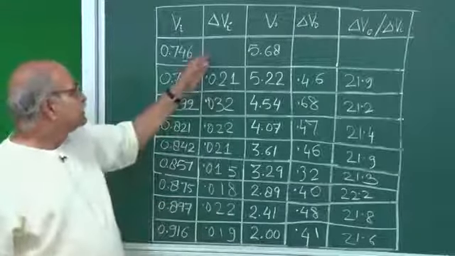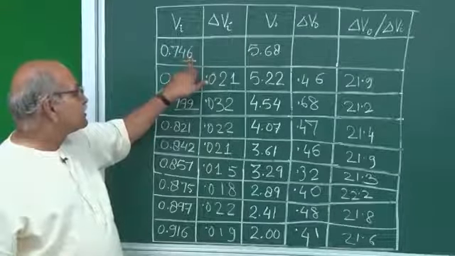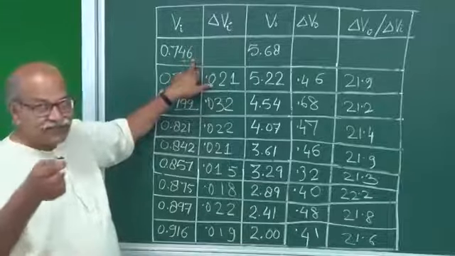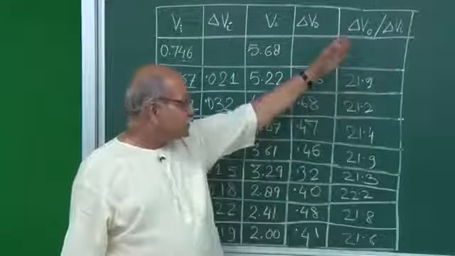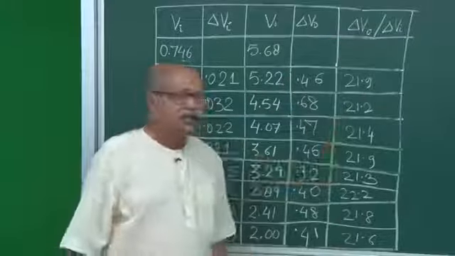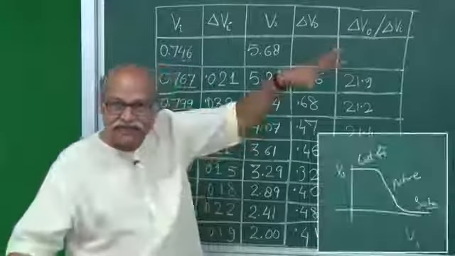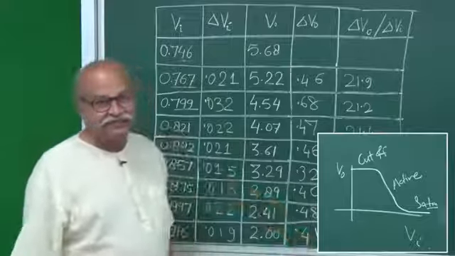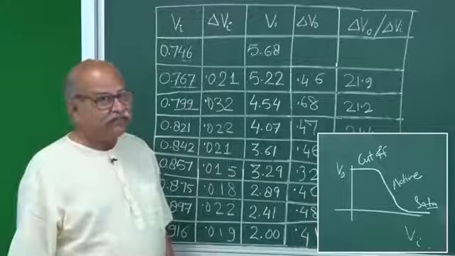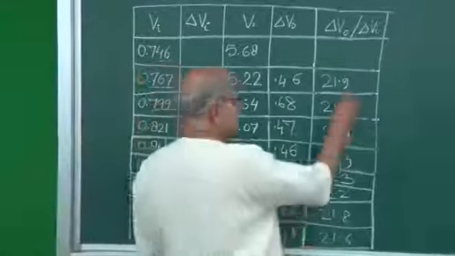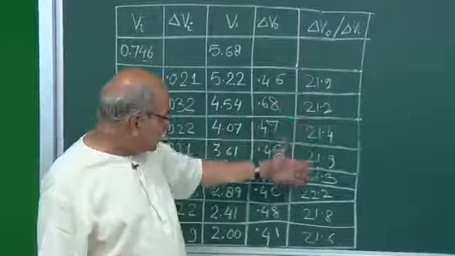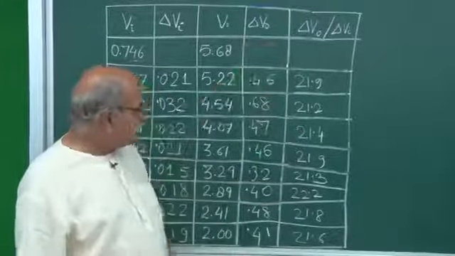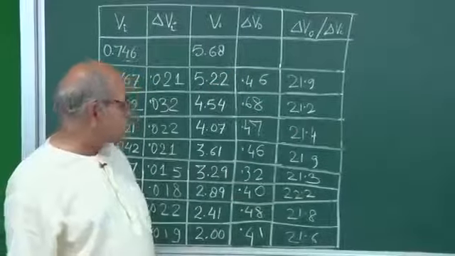When I am reading from the multimeter, this last digit is always a doubtful digit, and therefore this is an excellent constancy of this ratio, and you have a really flat region in that VO-VI diagram. So here the voltage gain is, let us take some average. I will not calculate the average. What should be the average? Somewhere around, let's say, 21.5.